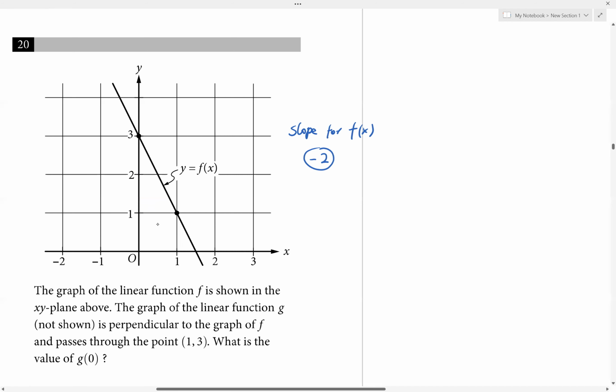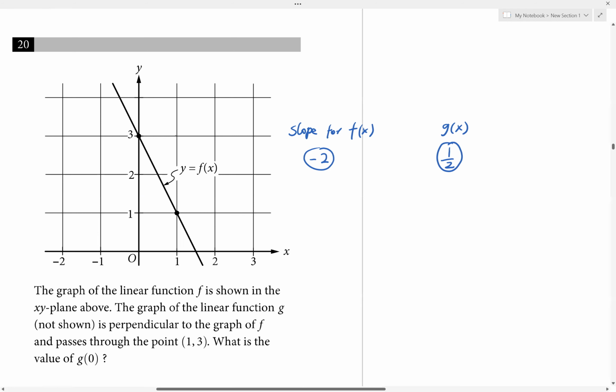All right, then we know the g(x) function slope should be what? Remember, they're perpendicular, so the slope has to be the opposite reciprocal. Negative 2, opposite will be positive, and then reciprocal: 2 over 1, we flip it, is going to be 1 over 2. So the slope for the g function is 1/2.